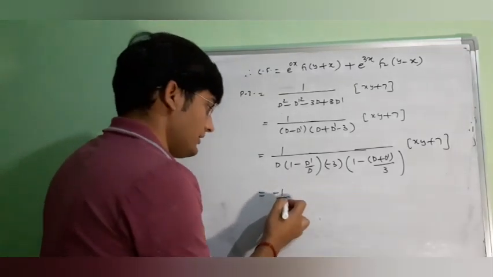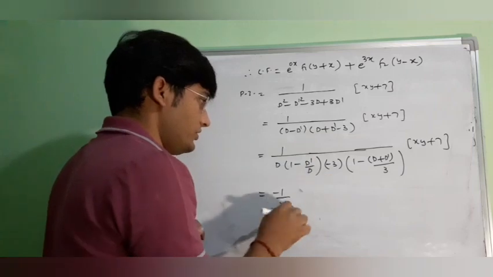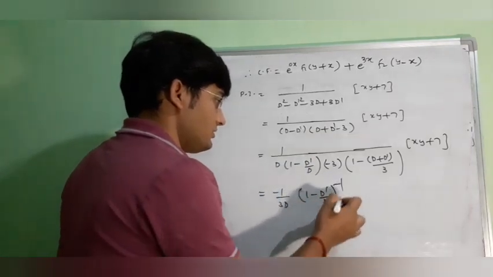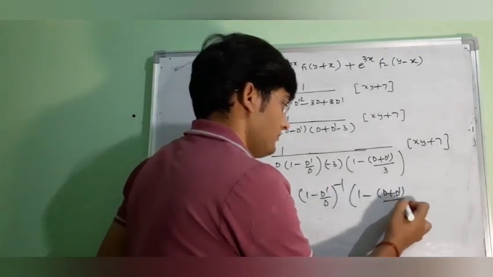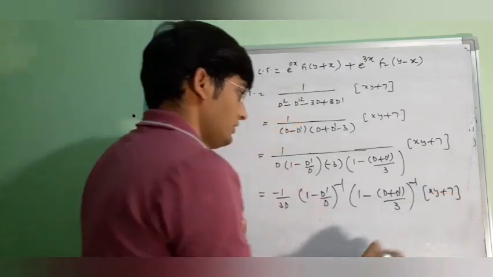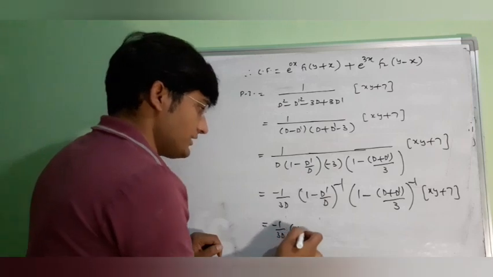So we will get 1/3D, 1 upon minus 3D, and then we will have this term, and finally at this place we will have minus 1, xy plus 7. Now let us evaluate this term. Now use the binomial expression.